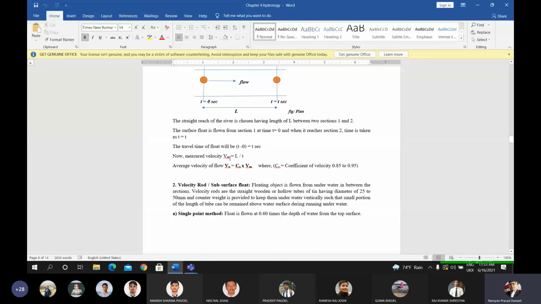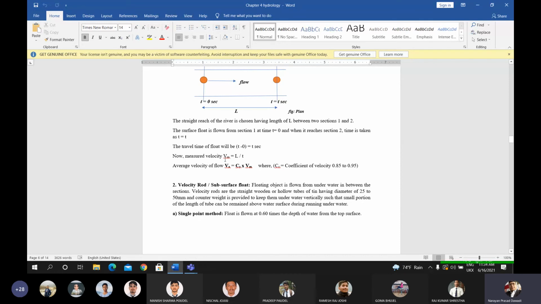Now measured velocity is equal to L by T. When T is equal to 0, here T is the time to travel. So total time will be T minus 0 equals T seconds, and the length between the sections is L meters. Velocity will be distance by time, and distance is L, and the time of travel is measured here, T. Knowing this, the measured velocity is found.